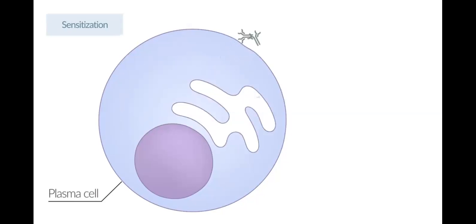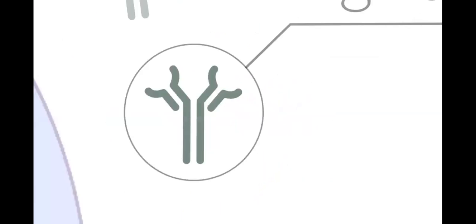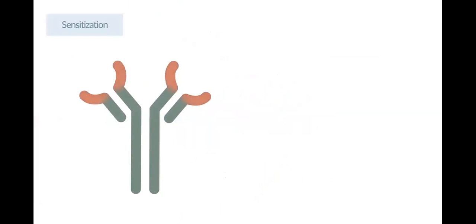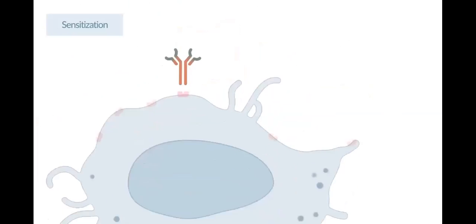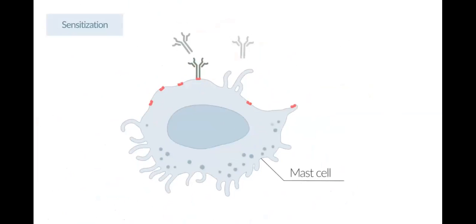The plasma cell produces and releases IgE antibodies. These antibodies have two variable regions which enable binding to the specific antigen, here, the allergen. With its constant region, the IgE antibodies dock onto a surface receptor on mast cells, which are now able to respond when re-exposed to the same allergen. The individual is now sensitized to the allergen.